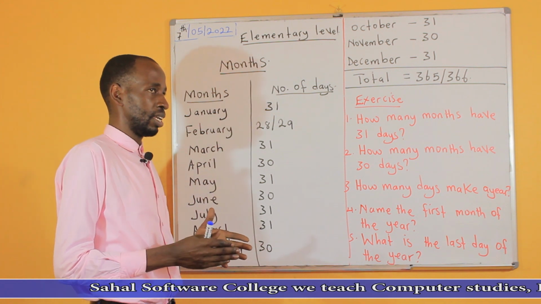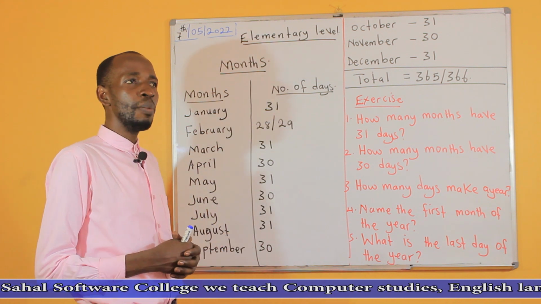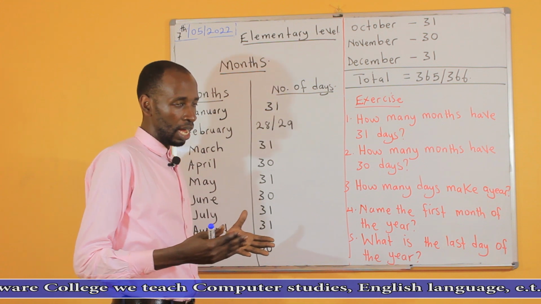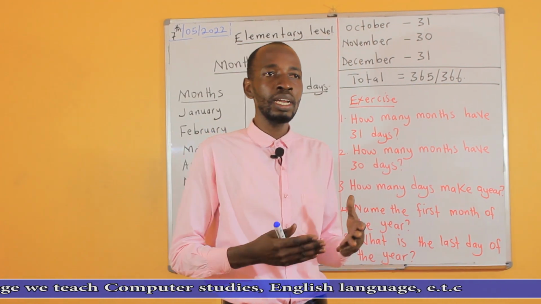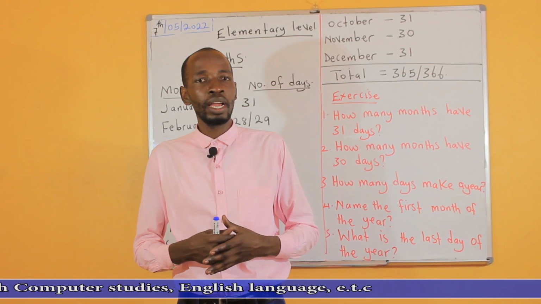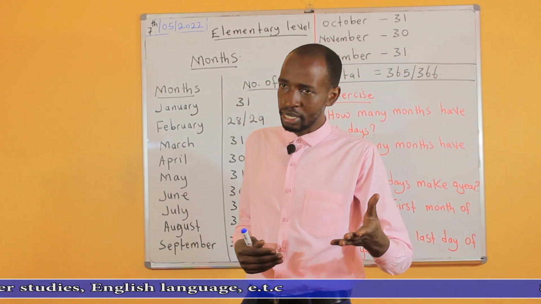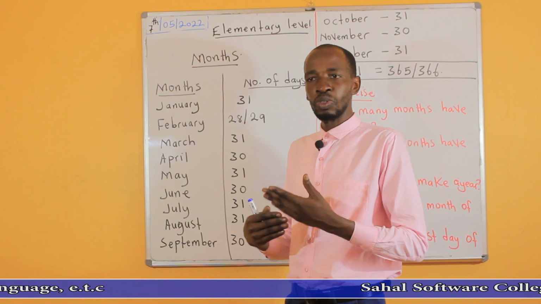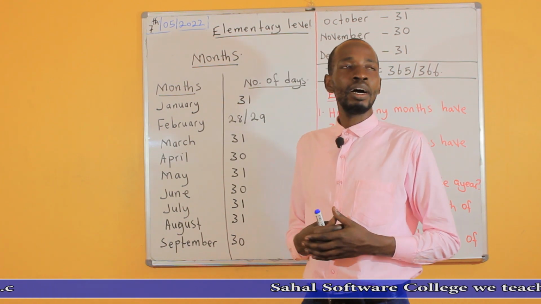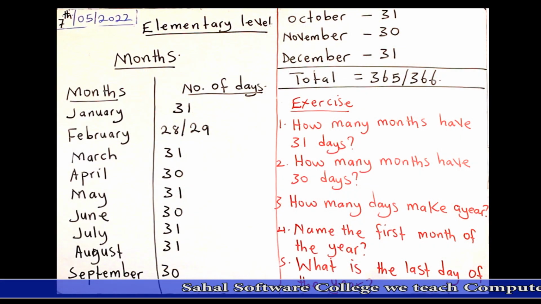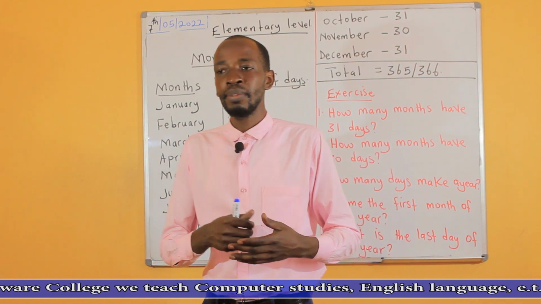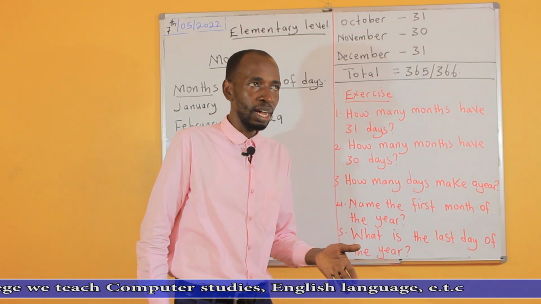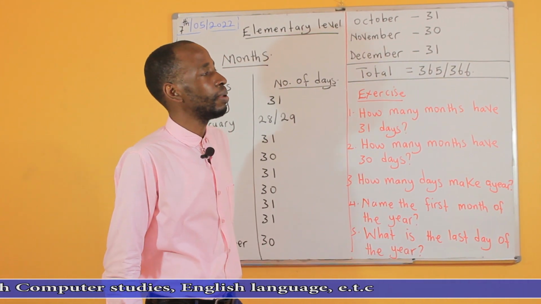Okay, from the day, let's go to the week. How many days make a week? There are 7 days that make a week. Now, I can also ask you, how many weeks make a month? Since we are talking about month, we need also to understand that. How many weeks make a month? Then you can say, there are 4 weeks that make a month. So that one is very important.